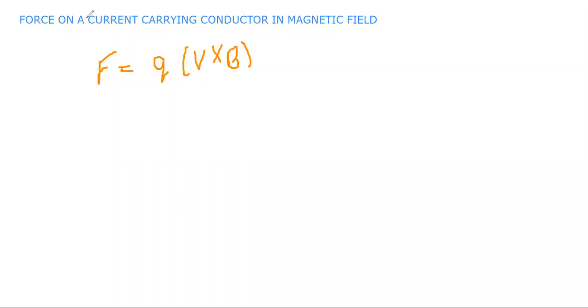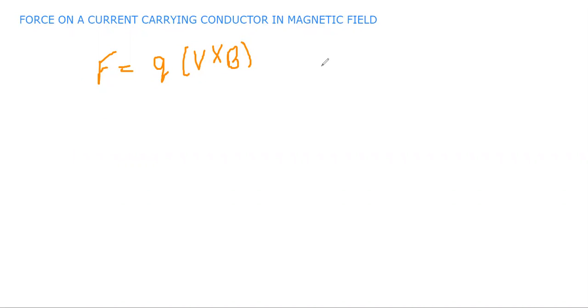Now today we have to derive a relation for the force on a current carrying conductor in a magnetic field. We all know that if a current carrying conductor is placed in a magnetic field, it experiences some force. This principle is used in electric motors also. When you pass the current, it starts to rotate. So today we will find an expression for the magnetic force acting on a current carrying conductor when it is placed in a magnetic field.